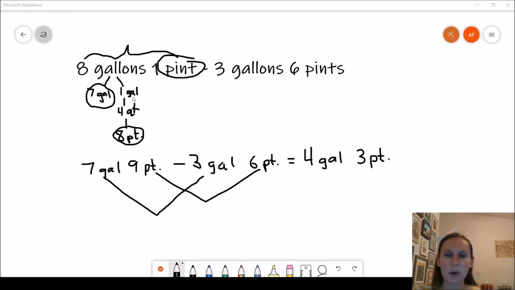Once again, this required multiple unit conversions in order to get enough pints here that I could subtract 6 pints. When you complete your problem set, be on the lookout for which units you're adding or subtracting and how you're going to need to convert those units in order to complete your addition or subtraction problem.